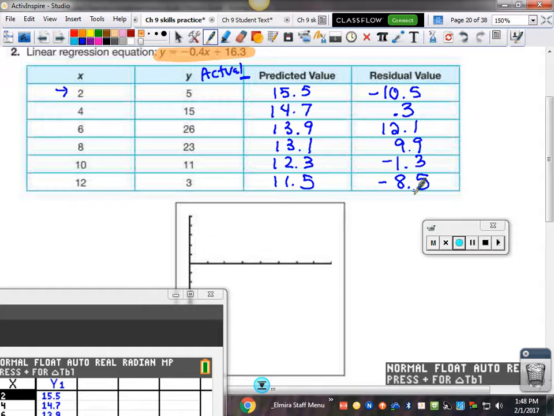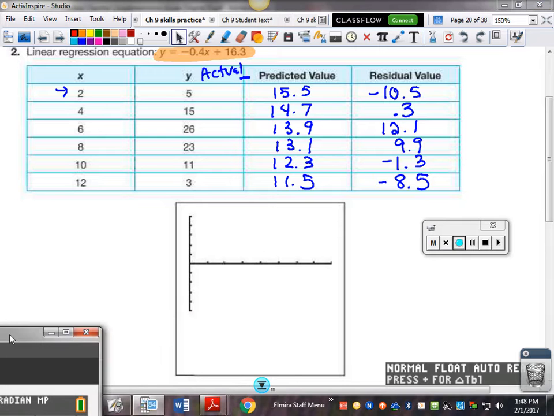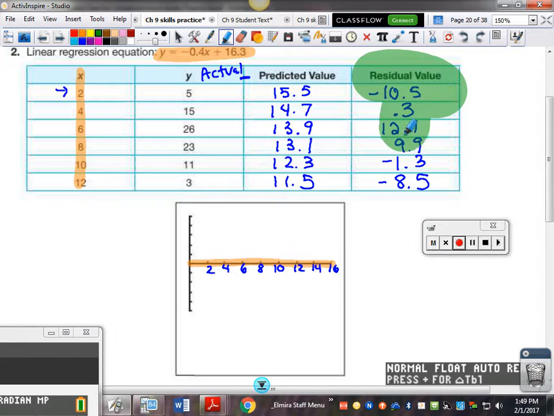Then you're going to graph these. What you're graphing on the x-axis are these values: 0, 2, 4, 6, 8, 10, 12, 14, 16. The other axis is your residuals.